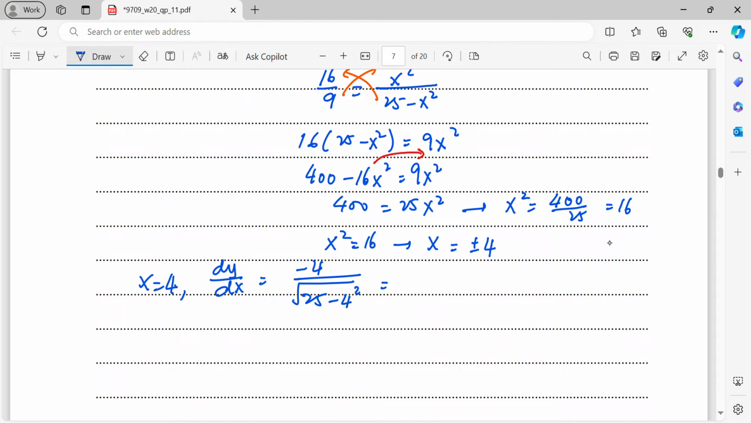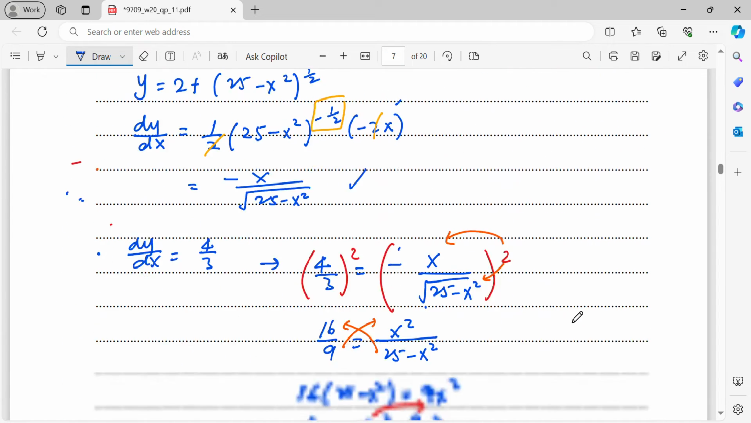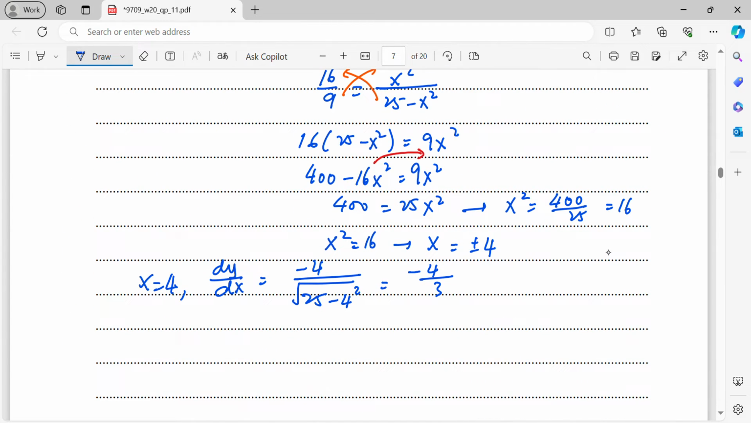So from here, you will get negative 4 over, this is square root of 9, which is 3. Okay, when x equals 4, you get negative 4/3, which is wrong, right? Because your gradient is 4/3. So from here, this is omitted. Therefore, your x will be -4.